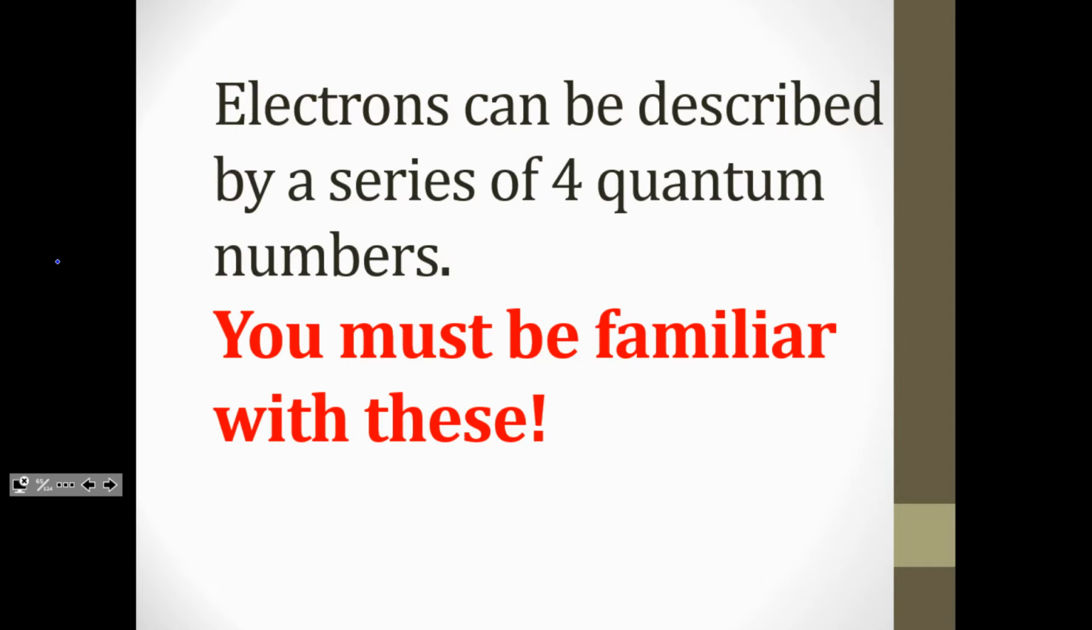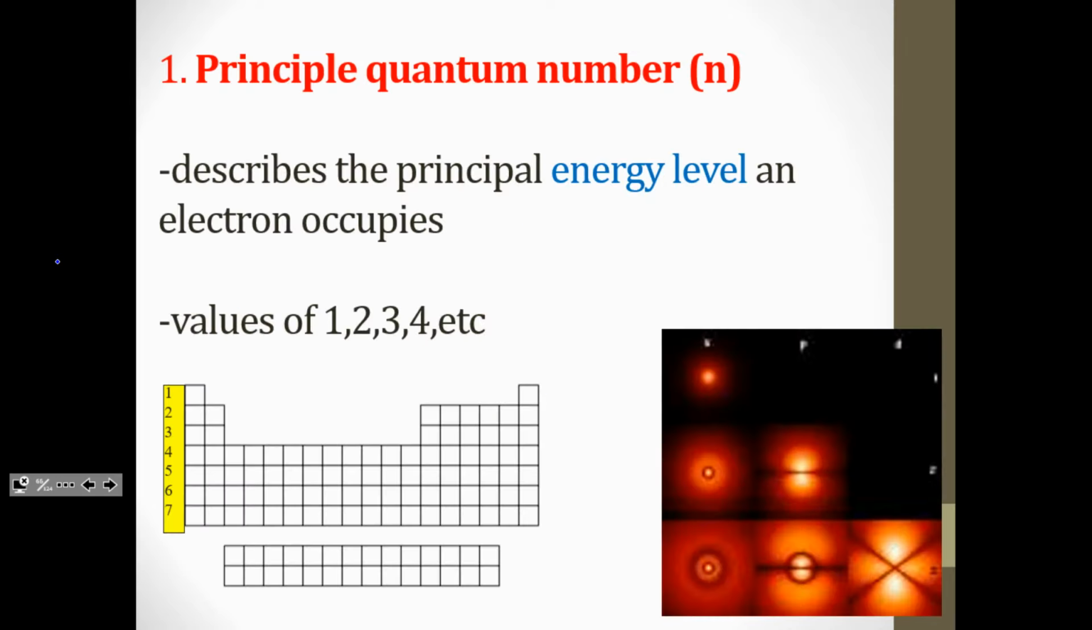We can describe electrons by 4 different quantum numbers. We must be familiar with these so we can identify elements based on their electron structures. Now, we're only going to cover 2 of them in this class, but we still need to be familiar with them. The first one is called the principal quantum number, which is designated with the letter n. It describes the principal energy level, and principal means where it starts, where the electron starts. The values can be 1, 2, 3, 4, all the way up to 7. The last row of the periodic table would be the last row.